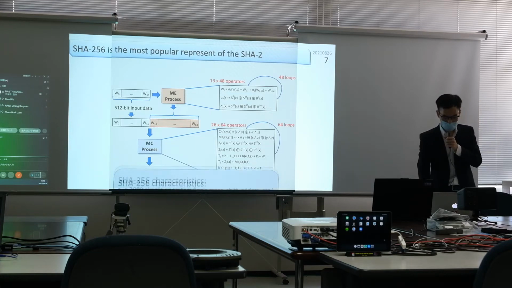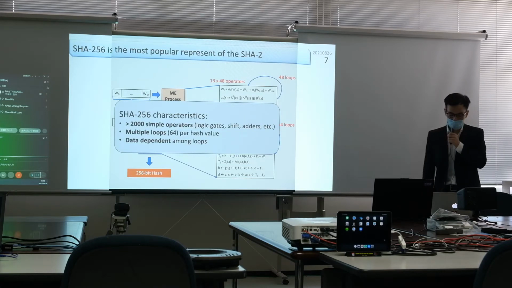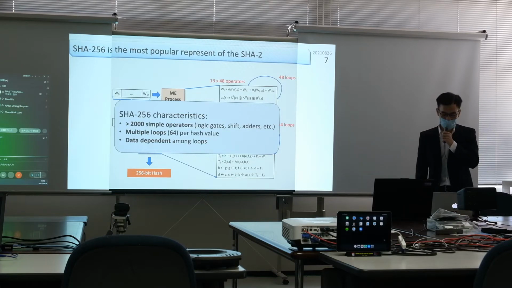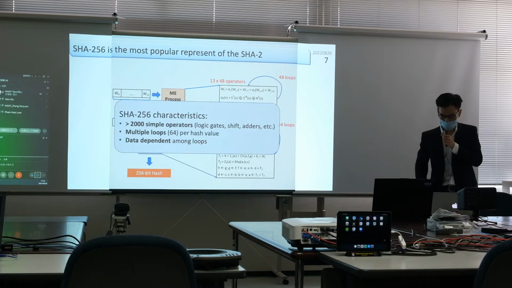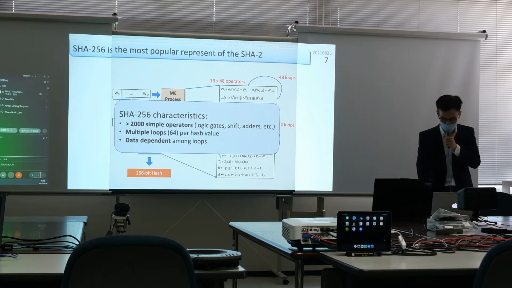So we can summarize some characteristics of SHA-256. They use more than 2,000 simple operators to compute 1 loop, and to produce a hash value, it needs to repeat in 64 loops. And the third is that the output of the current loop will be the input for the next loop.